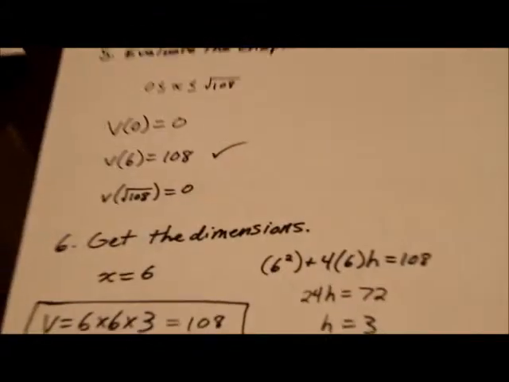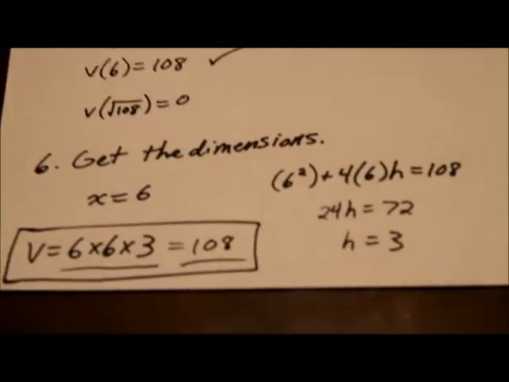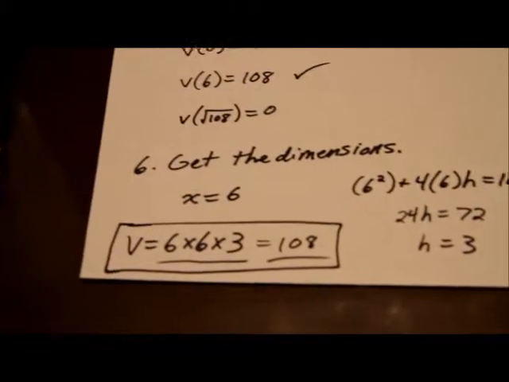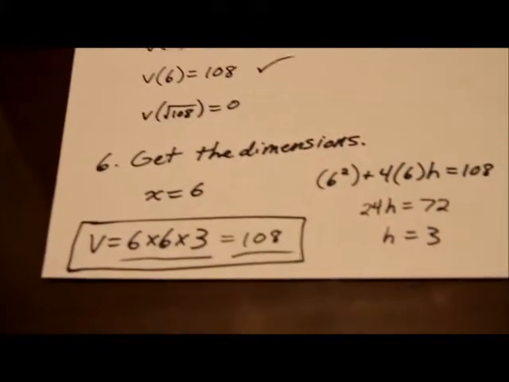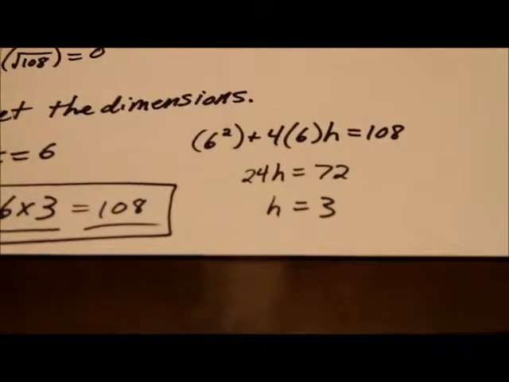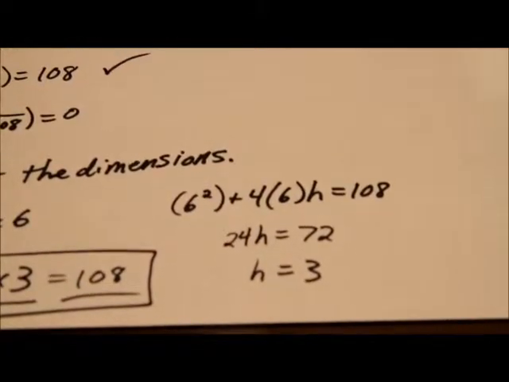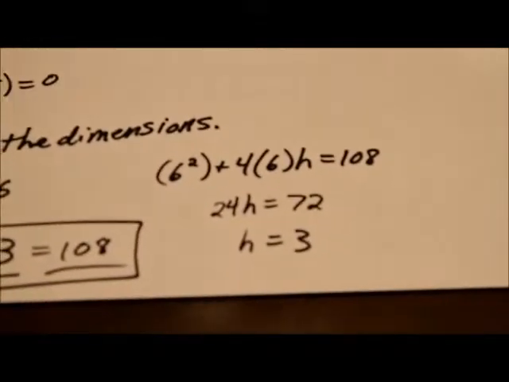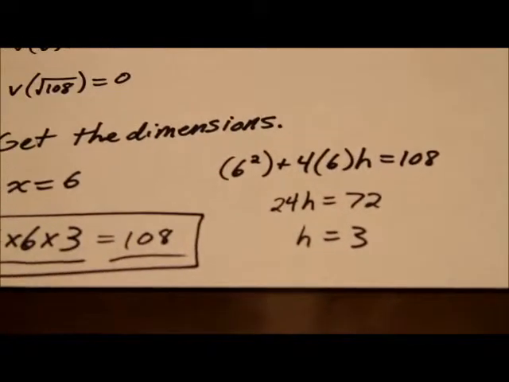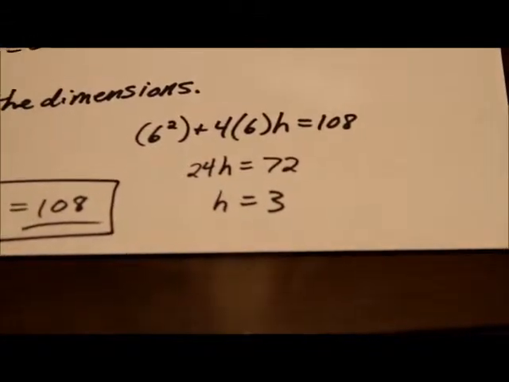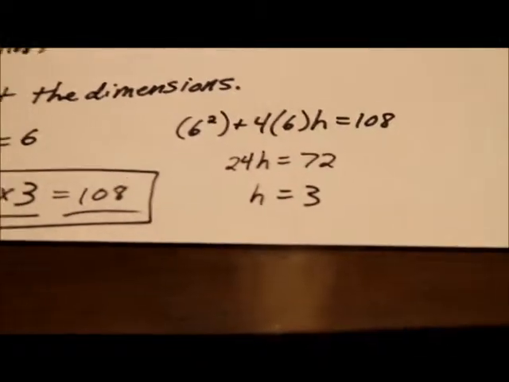And then, step 6, we are almost done, is to get the dimensions. And so, we know that x is going to be 6, because that's our maximum value, v of 6. And so then we plug that into the original surface area equation in order to get the h value that we want. And so 6 squared plus 4 times 6 times h is 108. So we get 24h is 72, h is 3.